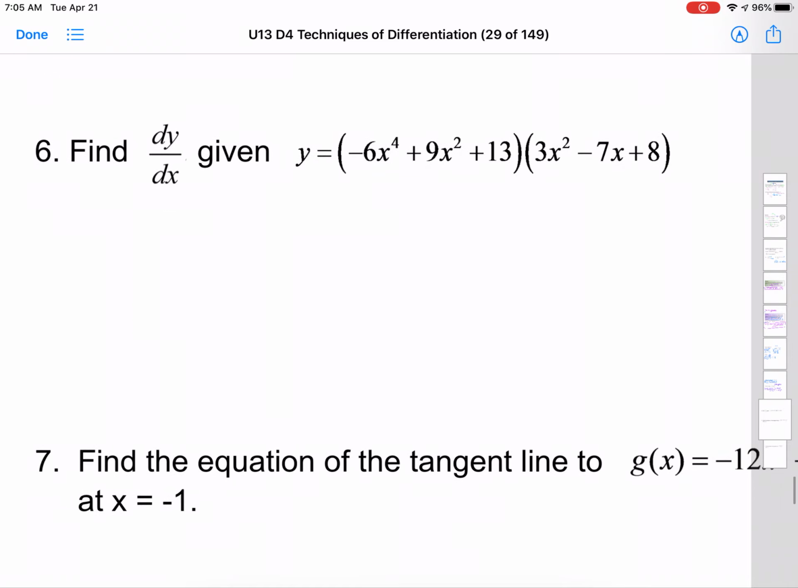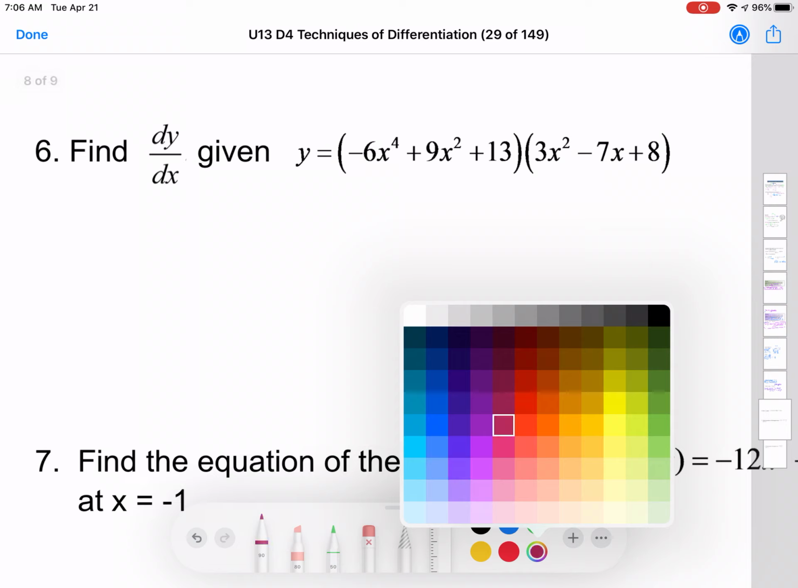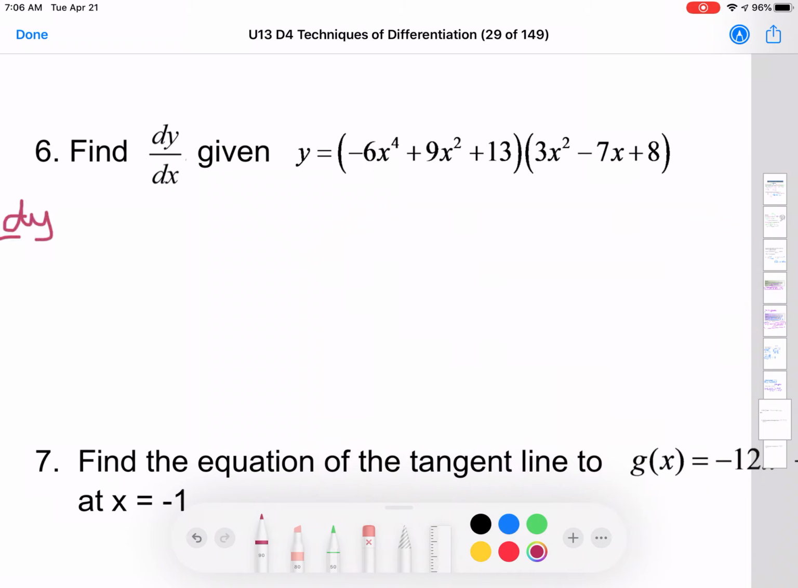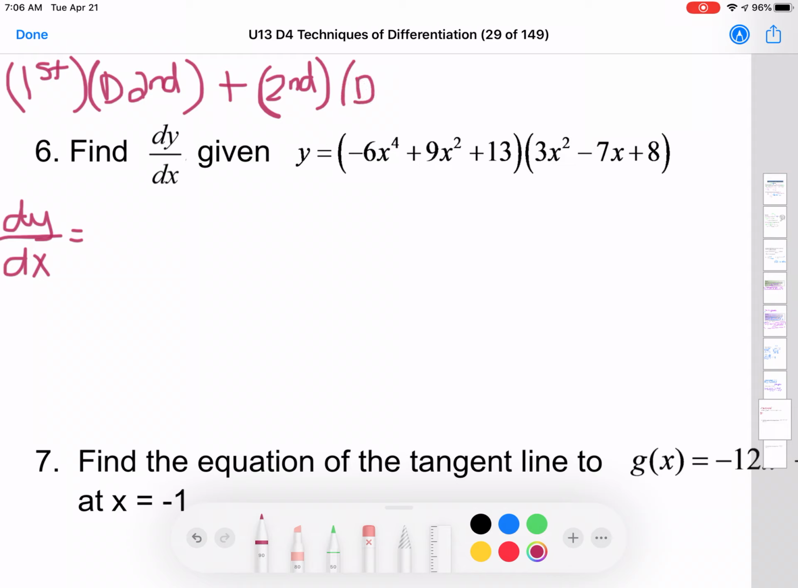Okay, let's do an example of product rule. dy dx, so change in y with respect to x. Okay, remember what this one is? So this one is, I'll just write it down, what I like to say, first times derivative of the second plus second times derivative of the first. Okay, it's just memorization.